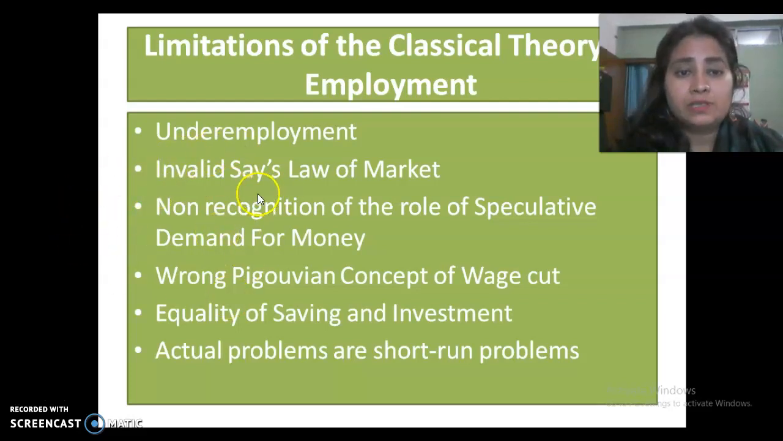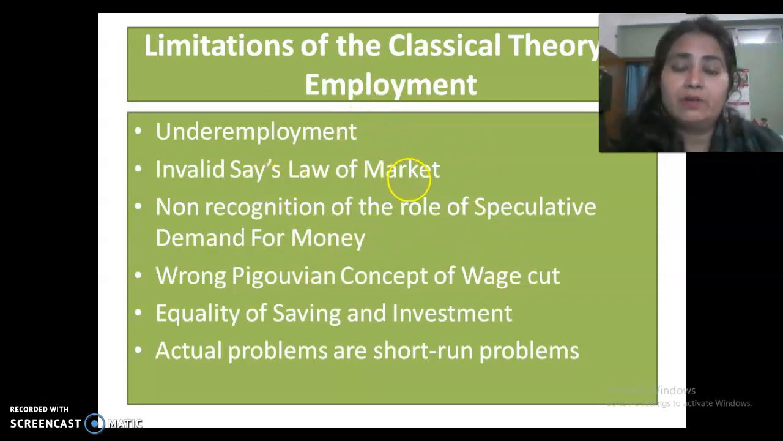Keynes also criticized Say's law of market, which explains that income is equal to output. According to Keynes, if people increase their savings, then what will happen in the market? There will be unemployment and overproduction. So that means income will not be equal to output.